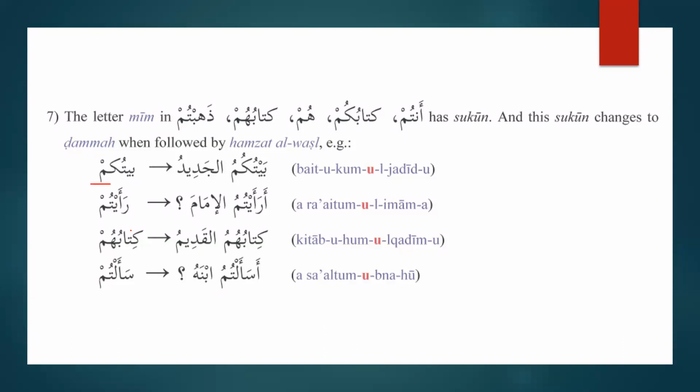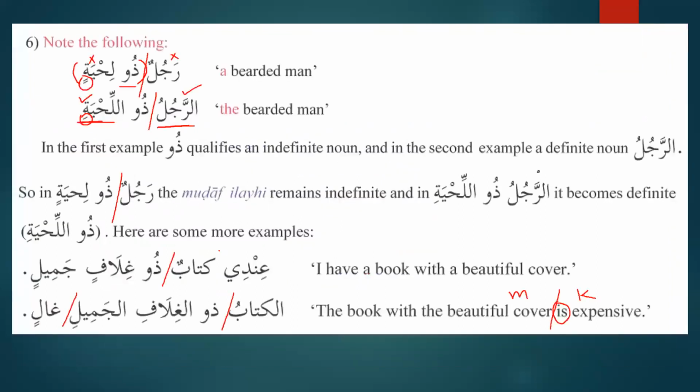Which last sentence on the previous slide? Yes, okay. Al-Kitabu Dhul Ghilaf al-Jamili Ghalin. The book with a beautiful cover is expensive. All right. Do you have any question? All right. Yes. What's the question? All right. In case you're on mute, you can ask me after we complete the class, inshallah.